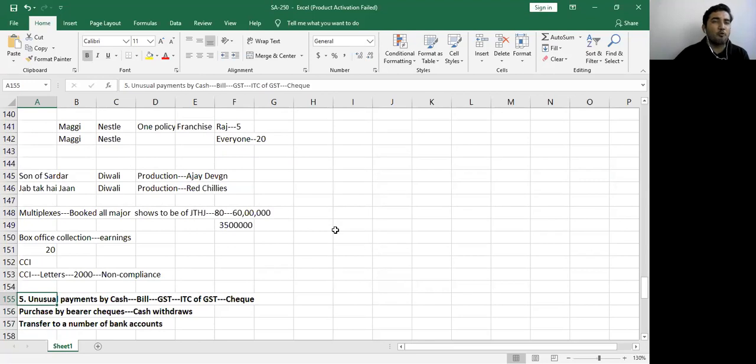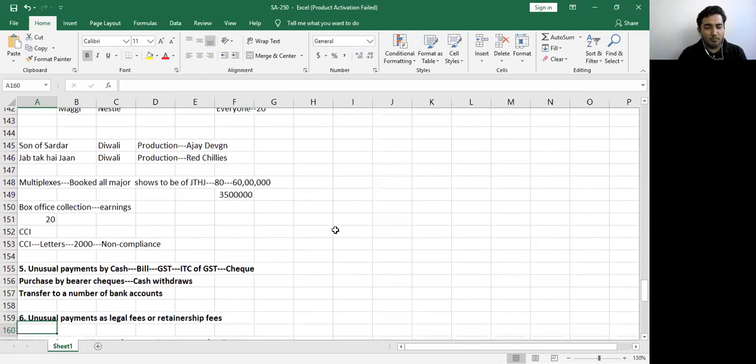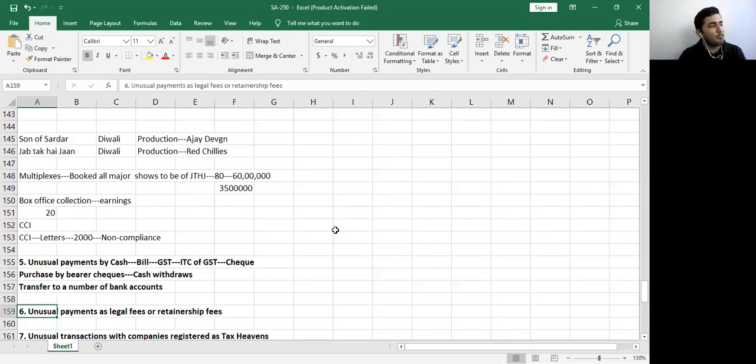So you always give an account payee check. Now the question is, why have you given a bearer check? And why is the person not taking the amount in his account and is directly withdrawing from your account? That is again a question. And transfer to numbered accounts. You make payment to one party, but you make it to a number of bank accounts. Then it becomes very important to understand why are you doing this.